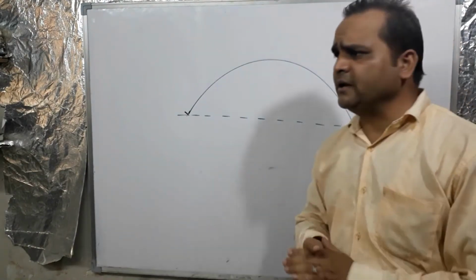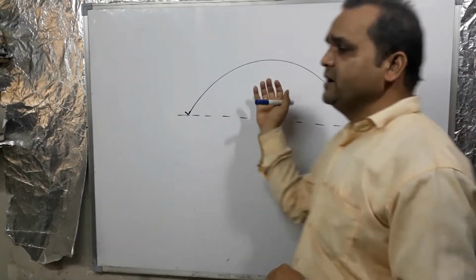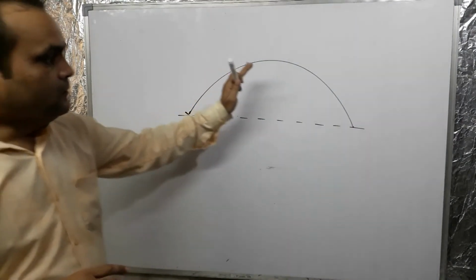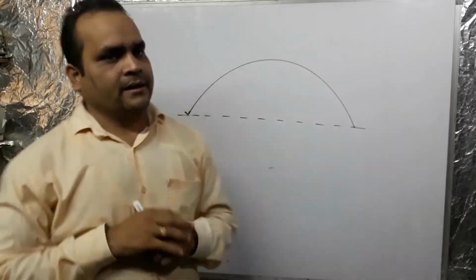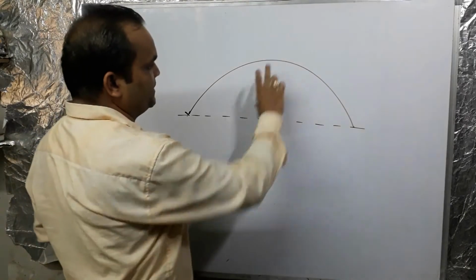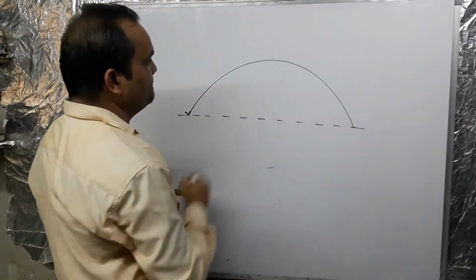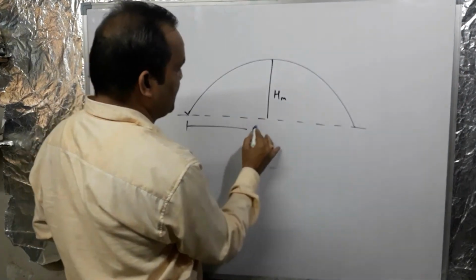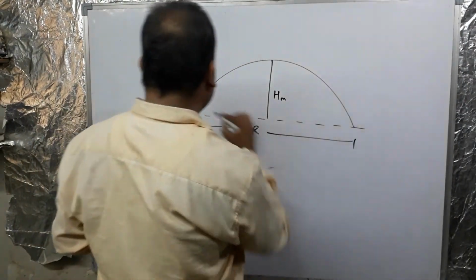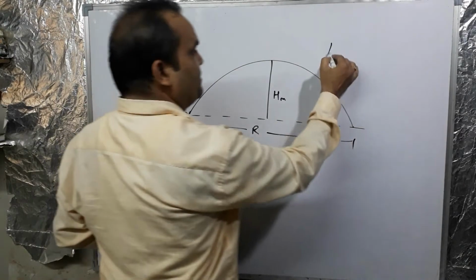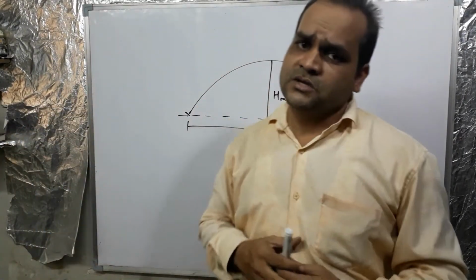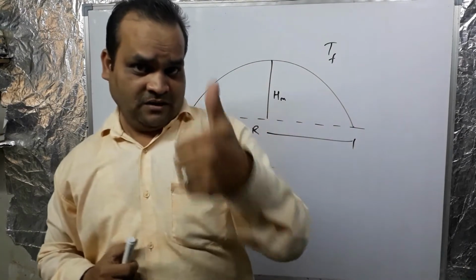It is a parabolic path, and in this condition you have to find this path equation, how much time your body will stay in air, what is the maximum height, and what is the maximum range. So this is your H maximum, this is your R range, and how much time is the time of flight. Both things we will find out in this video, so please keep watching.